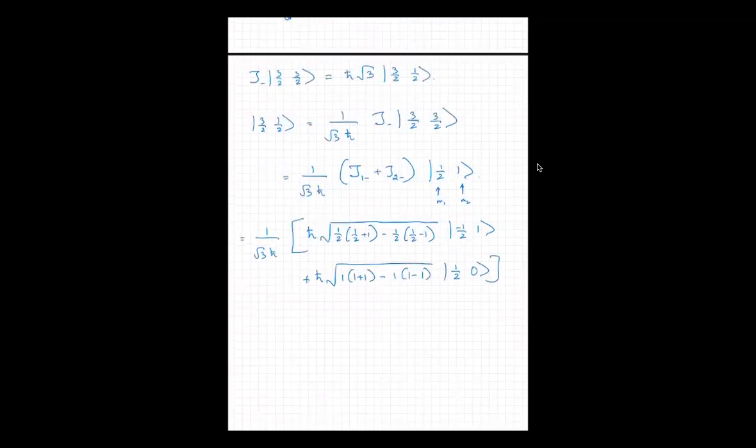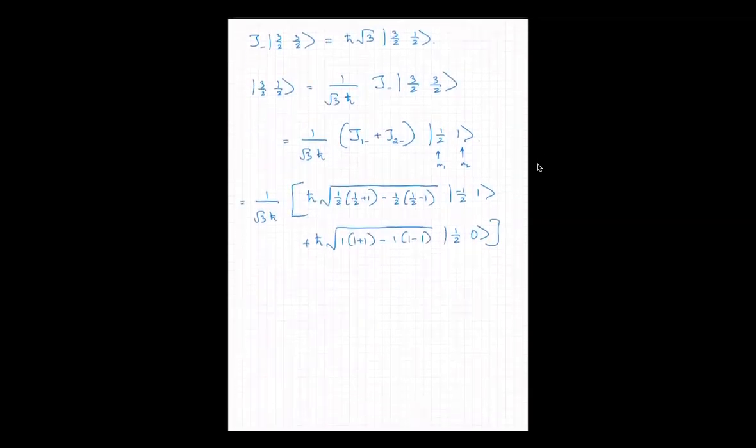Okay, is this step clear to everybody? So the H bars all cancel out and I get 1 over root 3. What's the first guy? This is 1 half plus 1 half, which is just 1. So 1 over root 3, minus 1 half, 1, plus the second guy is square root of 2 over 3, 1 half, 0.